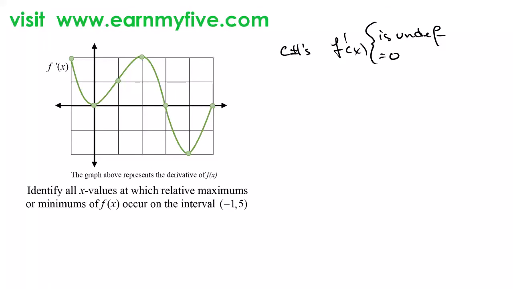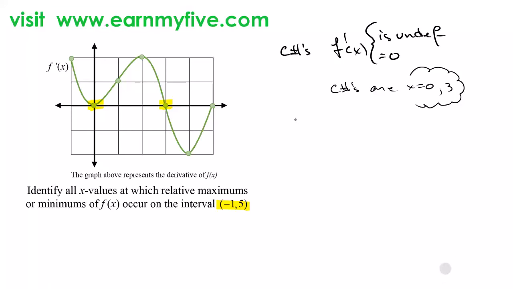Keeping that in mind, we will go ahead and look. F prime equals 0 at 0, at 3, and it looks like at 5, but we're on the open interval from 1 to 5, which means I can eliminate that last one. In this problem, then, the critical numbers are x equals 0 and 3. Two critical numbers.